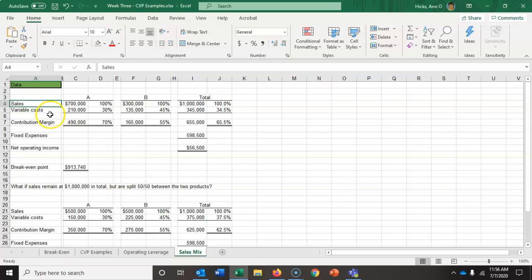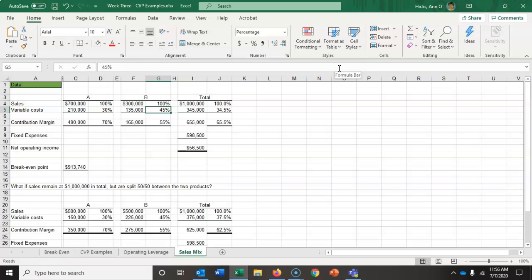Our budgeted sales, let's say, total $1 million. But to arrive at that, we're going to assume $700,000 in sales of product A and $300,000 in sales of product B. Now, if you look at your variable costs, you can see for product A, variable costs are 30% of sales, which means they have a contribution margin ratio of 70%.